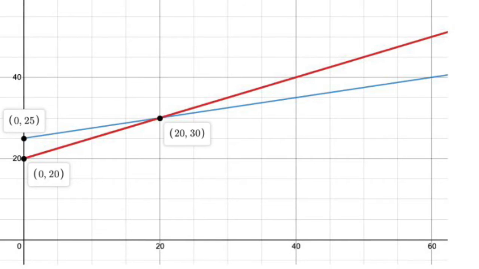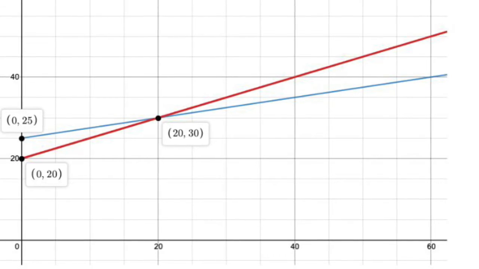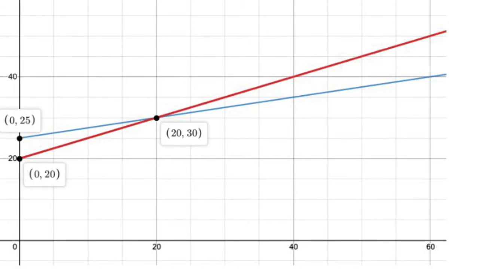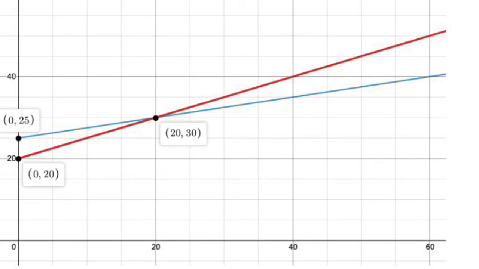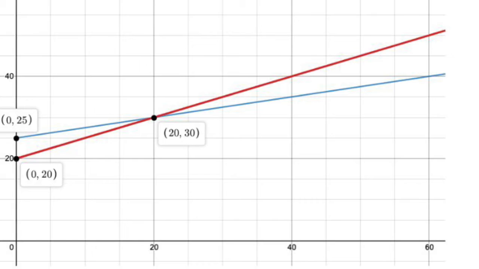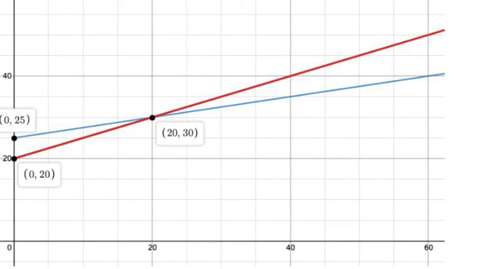You can see that at 20 minutes of using the cell phone, both of the companies would cost you $30. So that's interesting. They're the same at 20 minutes. They've got different initial values. They're both increasing, but different rates of change. That's why they're different steepnesses, but they are the same at that one special point.